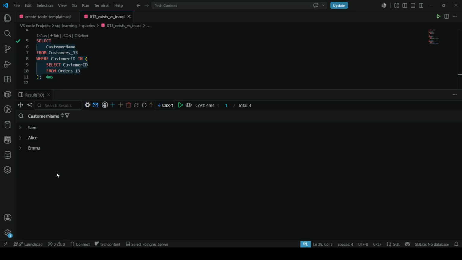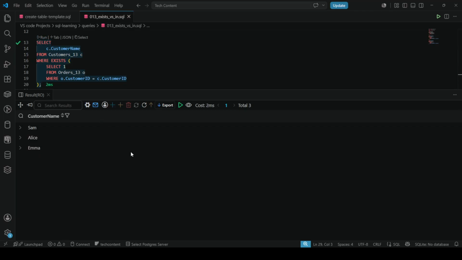But what if instead of asking, is this ID inside a list, we ask, does at least one matching order exist for the customer? That is where the EXISTS concept comes in, and it becomes helpful for this kind of query. So let me run the fourth query.